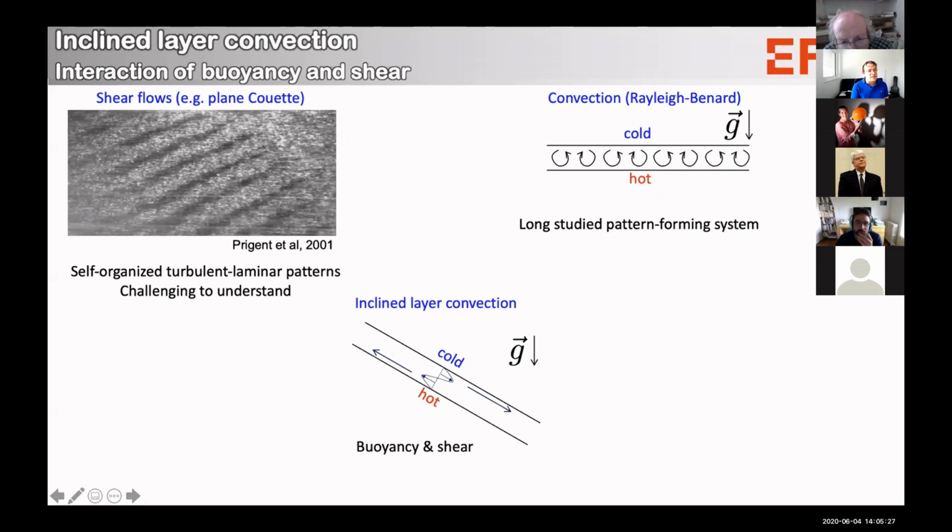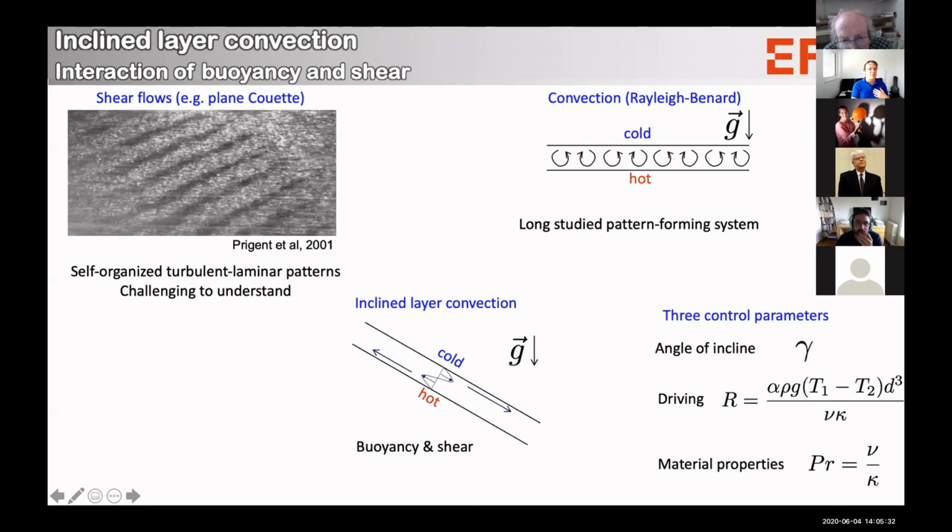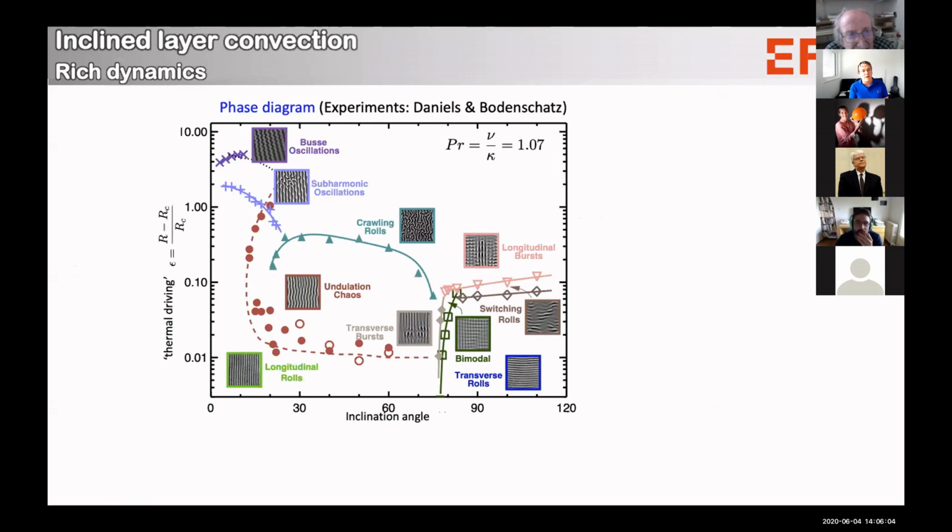So the system has three control parameters. There's of course the angle of inclination. There is the driving, so the Rayleigh number, which is just a non-dimensional version of the temperature difference. And we have a material property, the Prandtl number, which is the ratio of viscosity and thermal diffusivity. So the question is, what are patterns when buoyancy and shear compete? And that has been studied in detail experimentally by Karen Daniels and Eberhard Bodenschatz based on experiments in compressed CO2 gas at more than 40 bars pressure.